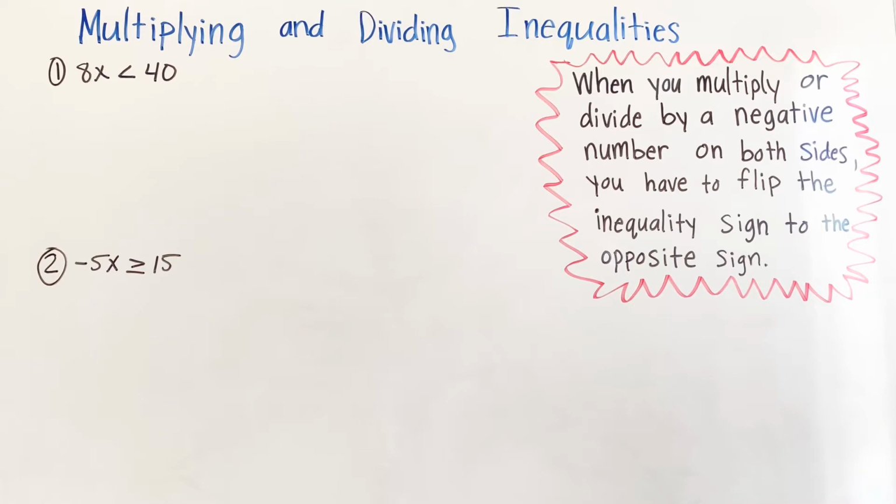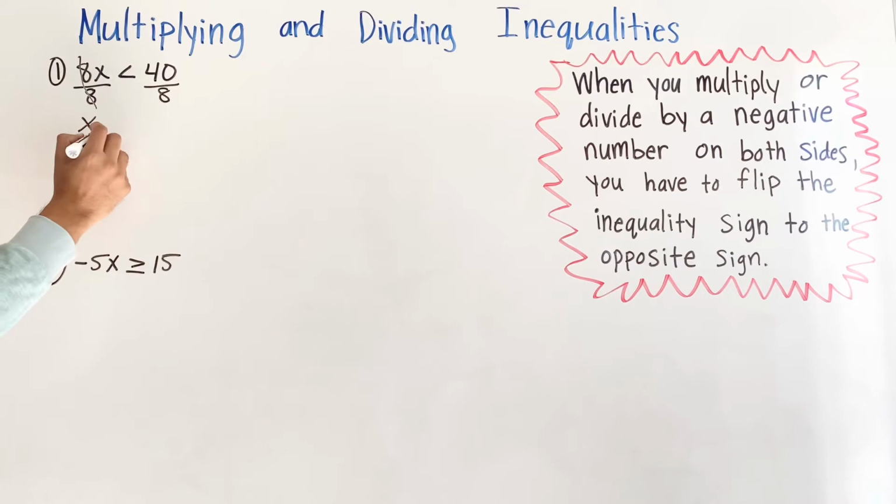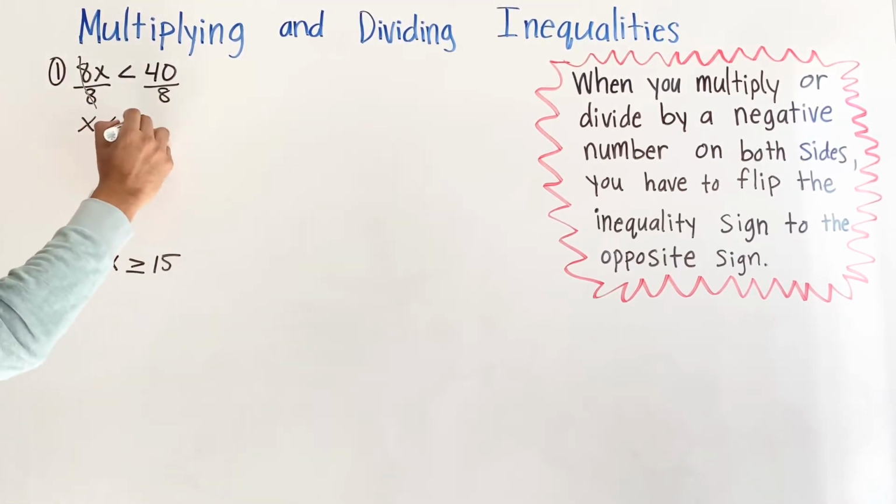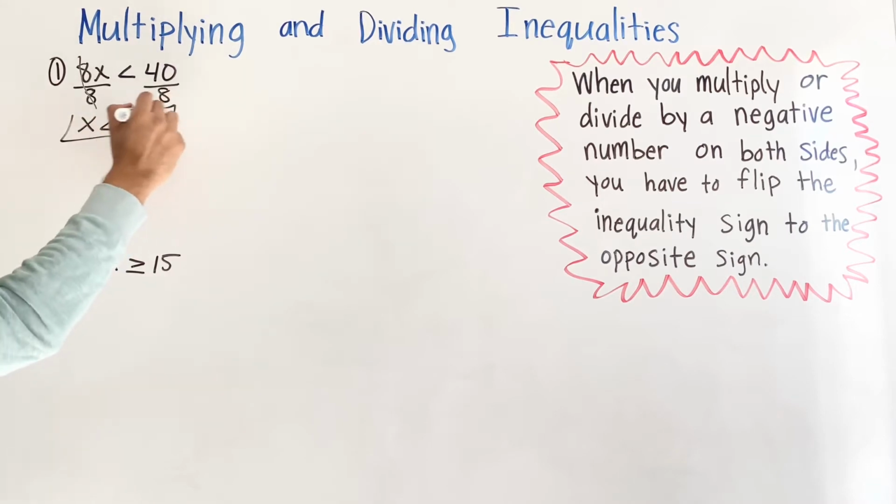For number 1, we have 8x is less than 40. If this is multiplication, the opposite of multiplication is division. So whatever we do on one side, we'll also have to do on the other side. So this will cancel and leave x by itself. So now we have x is less than, 8 goes into 40 5 times. So that's going to be your answer.